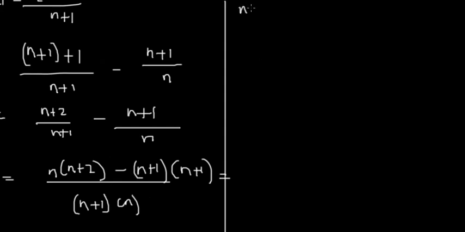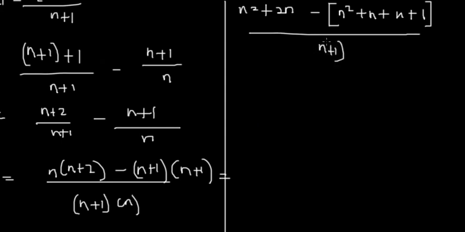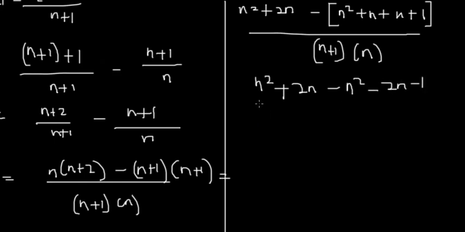So we have n squared, okay, plus 2n, okay. So from here, when you do simple expansion, you have n squared, okay, plus n, okay, and then n, okay, and then plus 1, okay, right. So we have that divided by n plus 1, and then multiplied by n, okay. So now let's do the simple expansion, okay. So we have n squared plus 2n, right. So we have minus n squared minus 2n minus 1 divided by n plus 1 n.